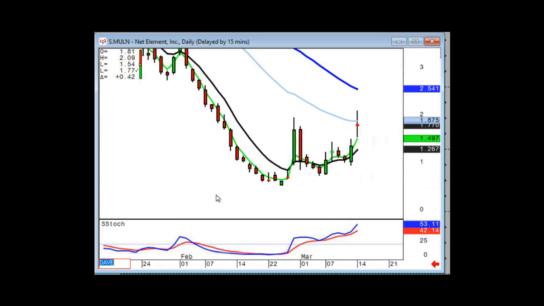Let's say, for example, yep, I got it here. If we see a candlestick signal, what do we want to see? We want to say positive confirmation.